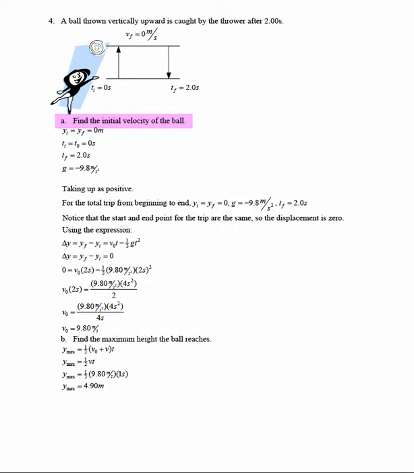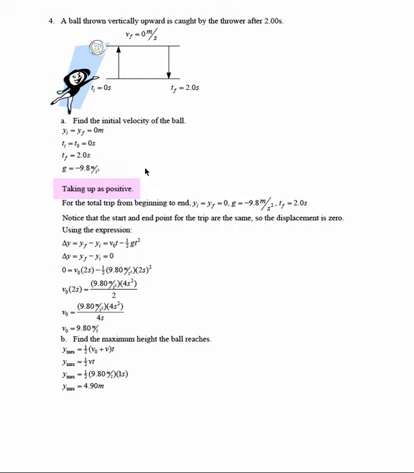If we use the expressions where the initial height is equal to the final height, that value is equal to 0 because that is the starting point. Again, the time initial is t naught, 0 seconds. Time final, though, is 2 seconds. That's the total trip, up and down. We have the gravity taken as downward, hence the negative sign, 9.8 meters per second squared.